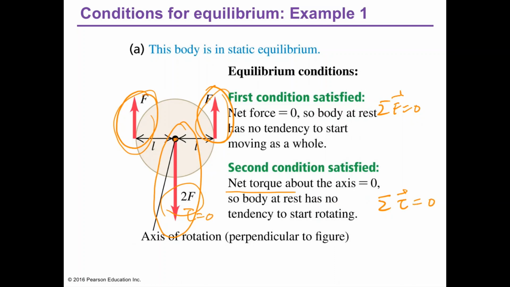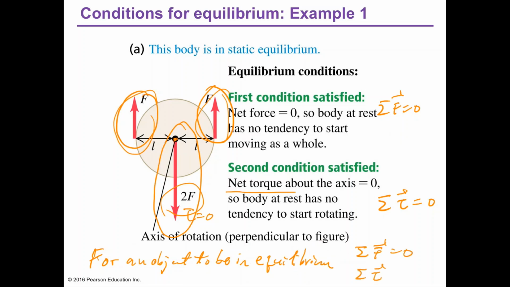So again, for an object to be in equilibrium, you need both the net force and the net torque, the vector sums of them, to be zero. Okay?